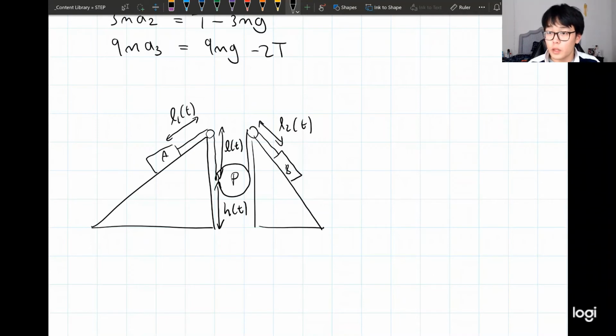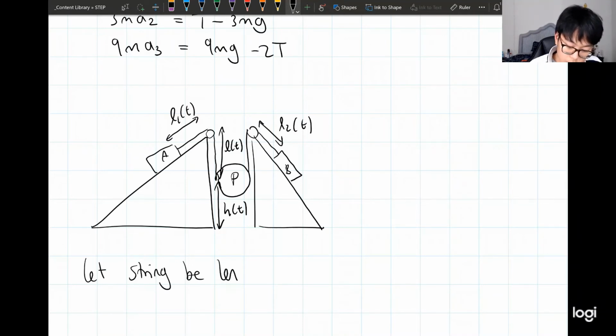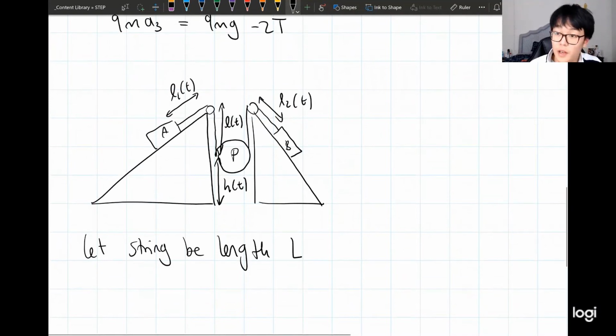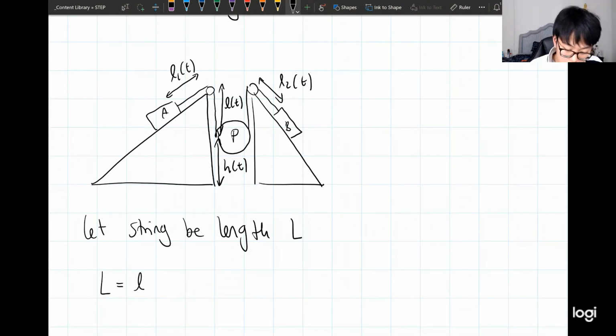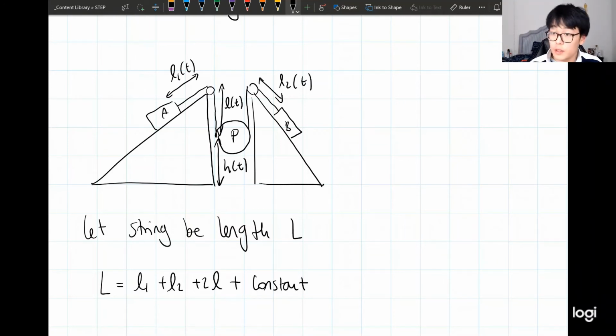Firstly, we're told that the string is of fixed length. So if we let the string be length L, well, L is fixed, then L, using how we set it up, is equal to L1 plus L2 plus 2L plus some constant. Now this constant is the part of the string that wraps around P. It's always going to be constant because it's always the same length that wraps around P, because P is not shrinking or expanding.